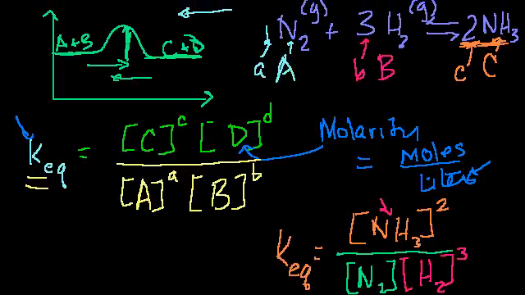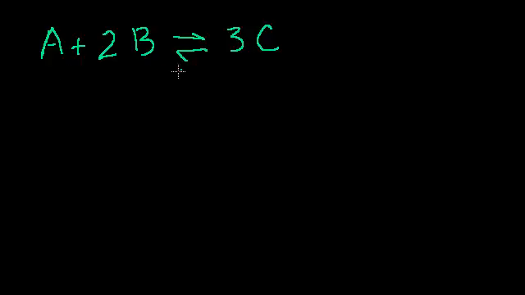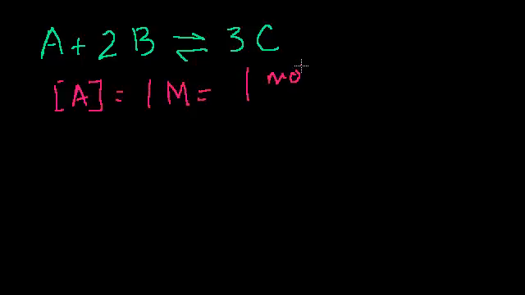And let me just do an example right now. So let's say I have some molecule A, 1 mole of molecule A plus 2 moles of molecule B are in an equilibrium with 3 moles of molecule C. And let's say that once we're in equilibrium, we go and we measure the concentrations, and we figure out that the concentration of A is 1 molar, which is equal to 1 mole per liter. That's the concentration of A.